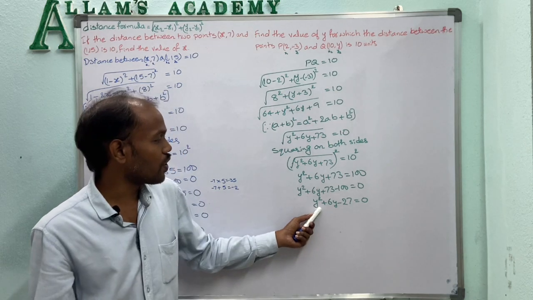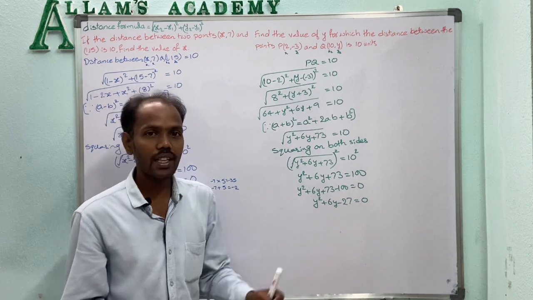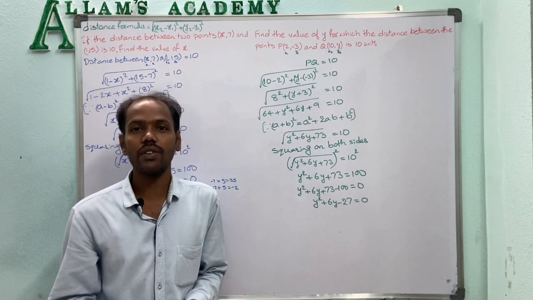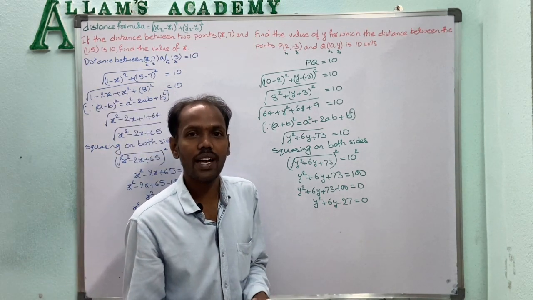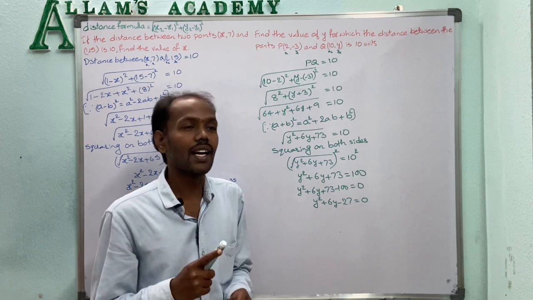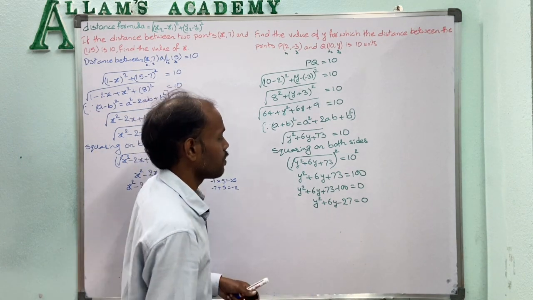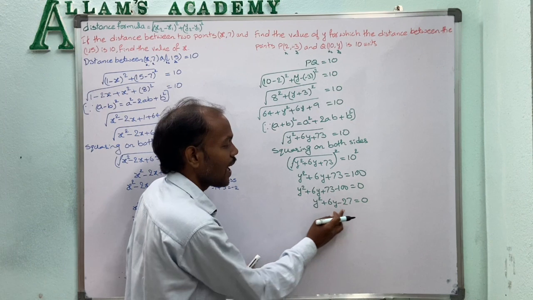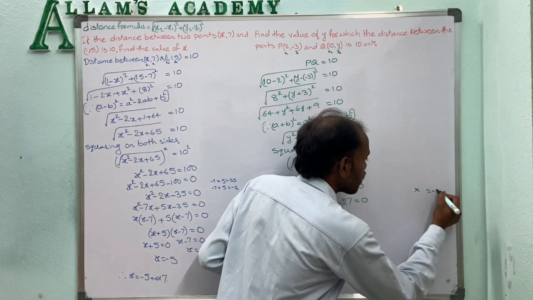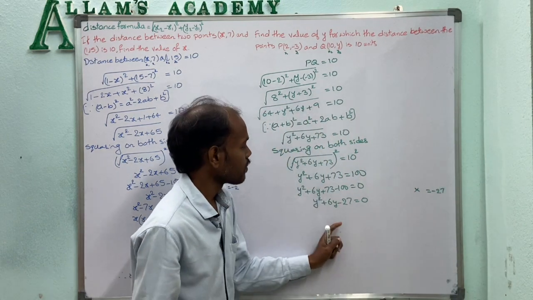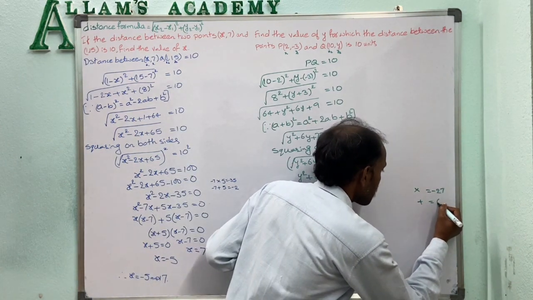So y square plus 6y minus 27 is equal to 0. Now here, the y square coefficient shows it is a quadratic equation. To solve a quadratic equation we have three methods. One is the factorization method, another is the completing the square method, and the third is the formula method. But I follow the factorization method. In the factorization method, we take the y square coefficient, that is 1, and the constant term, that is minus 27. By the product of two numbers we want to get minus 27. Next, by addition, the y coefficient is 6, so by addition we want to get plus 6.